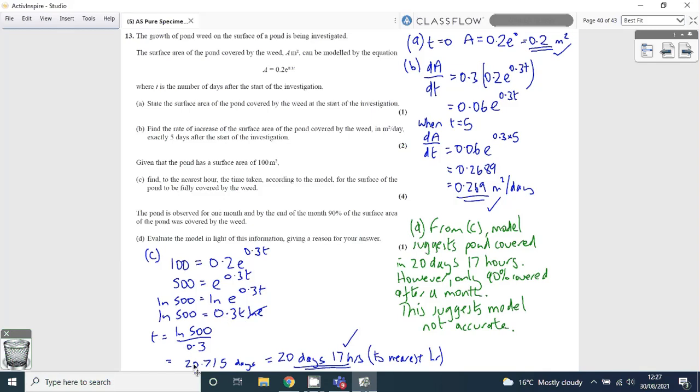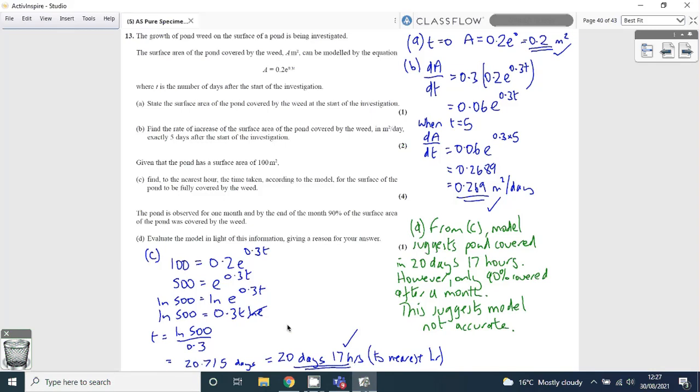Now that's it as a decimal, but reading the question, we need it to the nearest hour. Now 0.715 of a day is 17 hours to the nearest hour. So your answer for part C is 20 days, 17 hours.